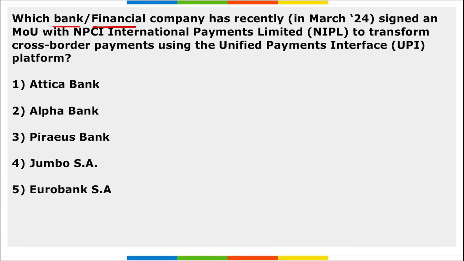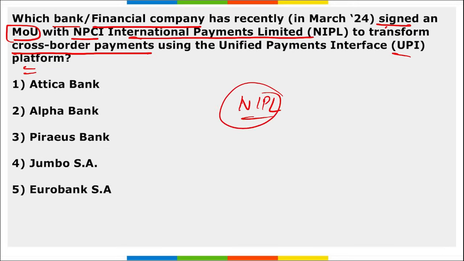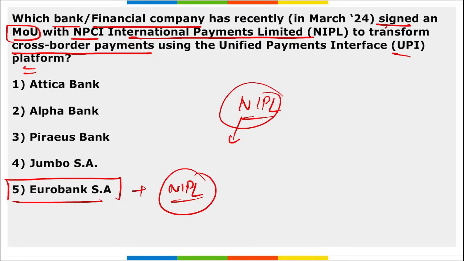Next, which bank or financial company has recently signed an MOU with NPCI International Payments Limited to transform cross-border payments using the UPI platform? So NPCI, that is NIPL. NPCI is your National Payments Corporation of India, and NIPL is your NPCI International Payments Limited. Correct? So which is that organization? It is Eurobank SA. They have partnered with NIPL in order to facilitate and transform cross-border transactions using the UPI platform.